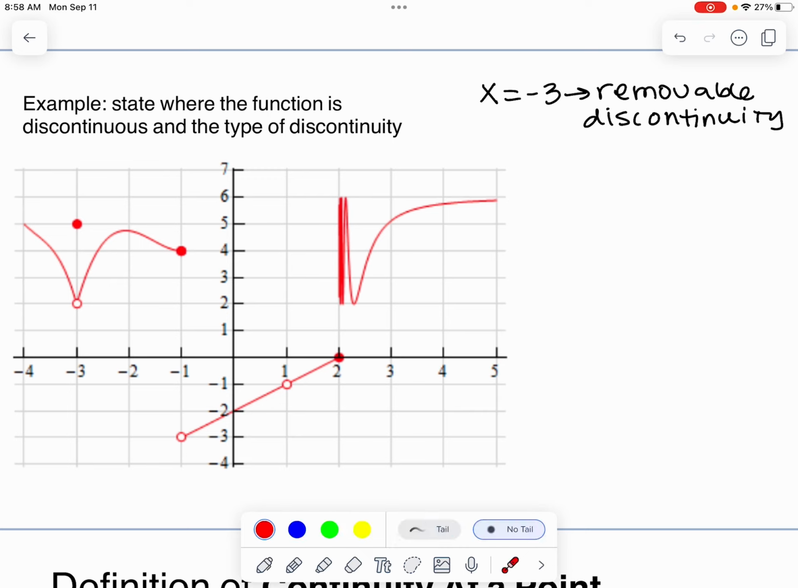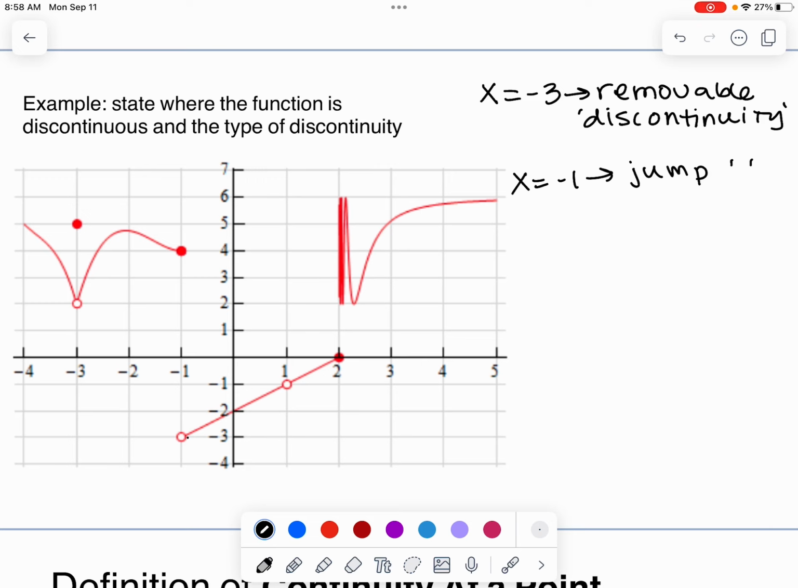Okay, now I will continue. I'm continuing, and then we got to jump, because I went from 4 all the way down to -3. So x equals -1, and I'm just going to write, I'm not going to write discontinuity every time. Jump discontinuity.